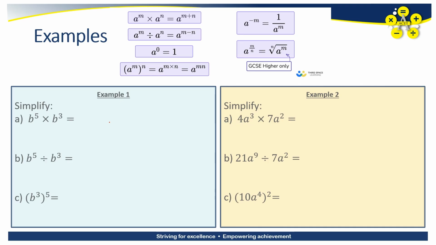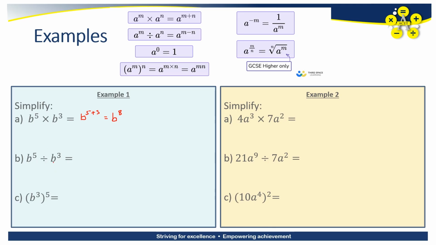So example 1, I've got the basics here. So b to the power of 5 multiplied by b to the power of 3. Notice that my base is the same, this b, so that I can use those laws of indices. So when we multiply, we're going to add these powers. So what I'm actually doing is b to the 5 plus 3. And b to the 5 plus 3 is going to be b to the power of 8, and I've simplified that.